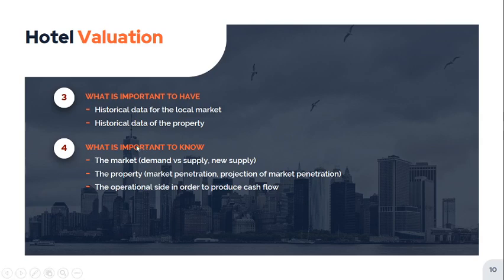Number four, what is important to know is the market: demand, supply, and new supply. We need to know about the market penetration and the projection of market penetration. We also need to know about the pipeline of hotels nearby. And the third one is the operational side, in order to produce the cash flow.